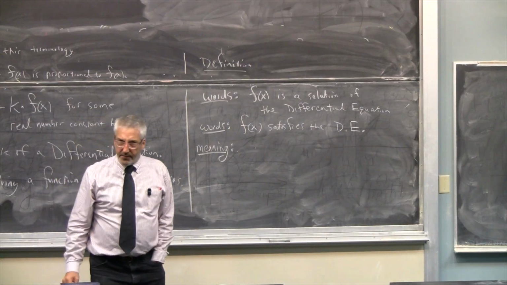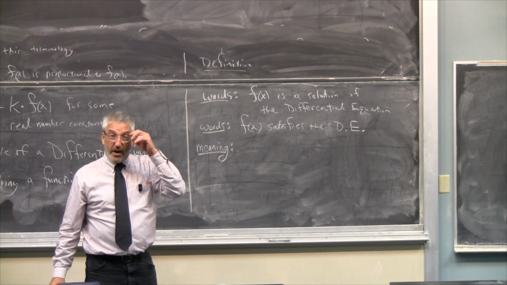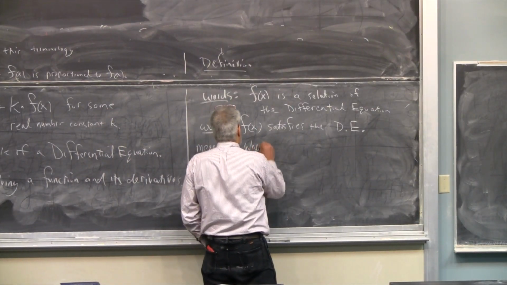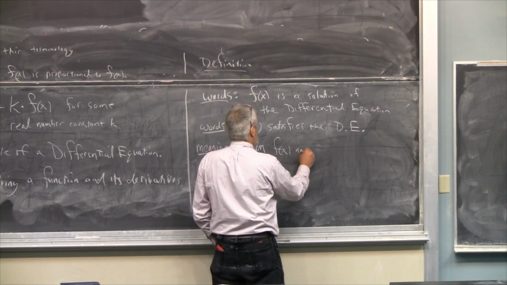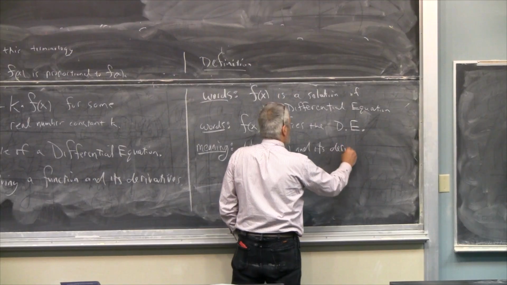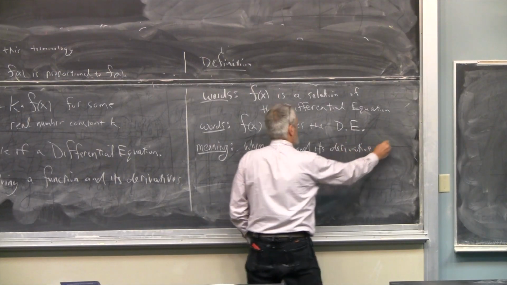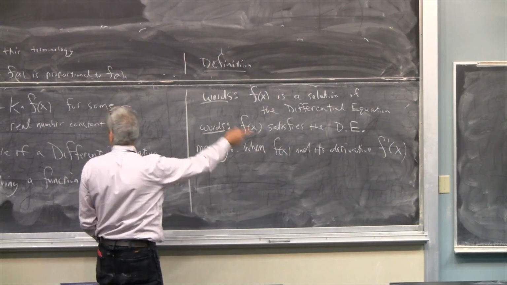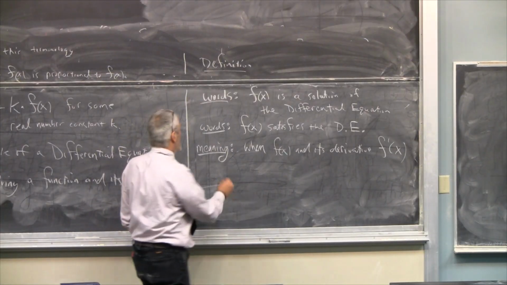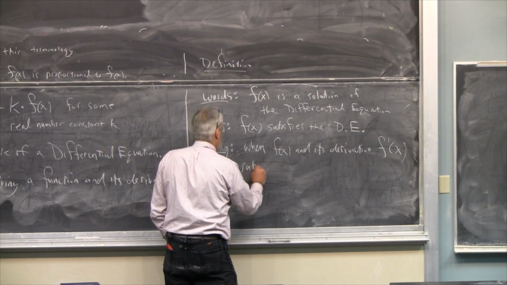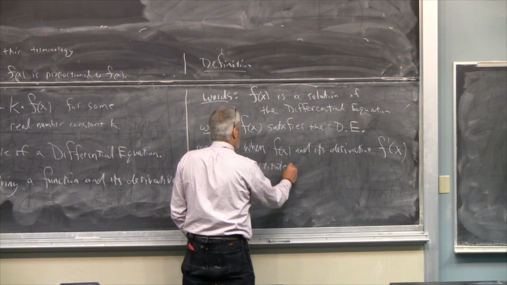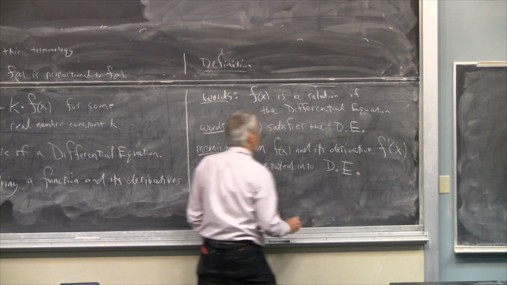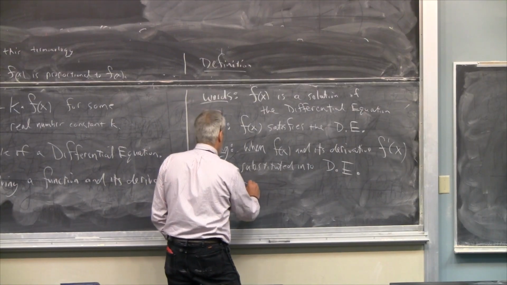when f and its derivative are substituted into that equation, you get a new equation that's actually true. So when f of x and its derivative f prime of x are substituted into that equation, you get something that's true. So when they're substituted into the differential equation, the result is a true equation.